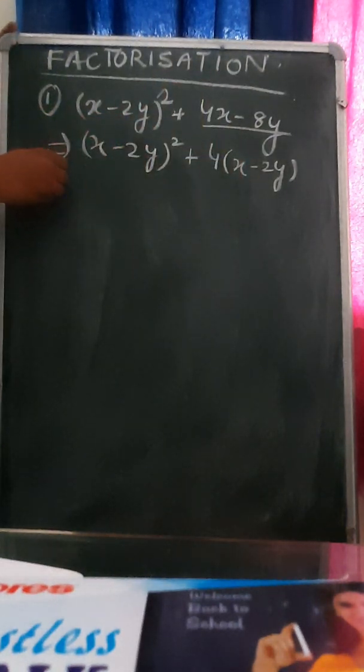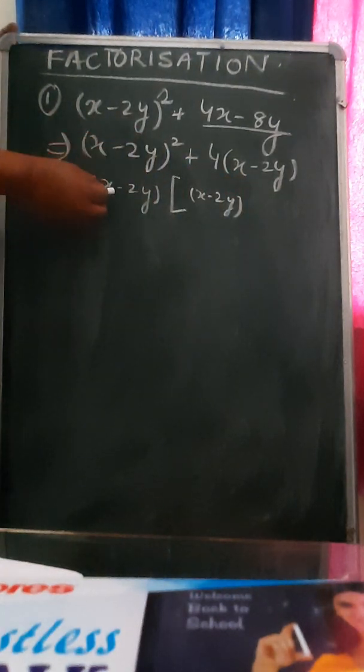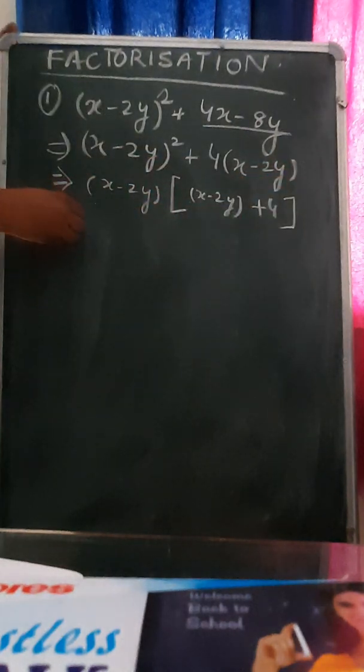Here (x minus 2y) into (x minus 2y), and here it is 4 into (x minus 2y). So we can take 1 (x minus 2y) from both the terms. So we will get x minus 2y in this place, because 1 (x minus 2y) we have taken common. So only 1 (x minus 2y) remains over here, and it is equal to 4. So this can be equal to what? (x minus 2y), and in another bracket (x minus 2y plus 4). Okay. Now similarly we can do the second question also.